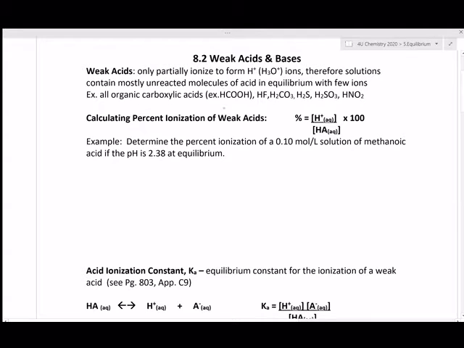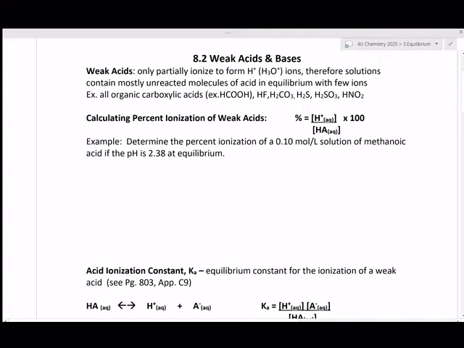So this one here is methanoic acid with one carbon, but all of the carboxylic acids are weak. And then here's a few other ones: hydrofluoric acid, carbonic acid, sulfuric acid, sulfurous acid, and nitrous acid. Okay, sorry, that was hydrosulfuric acid.